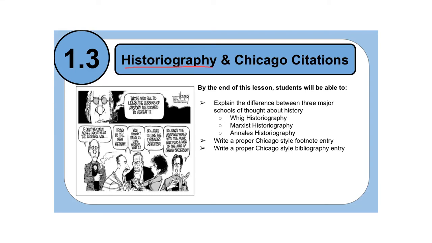In today's lesson we're going to talk about historiography and Chicago citations. By the end of this lesson you should be able to do the following things. Explain the difference between three major schools of thought about history, and those are Whig historiography, Marxist historiography, and Annales historiography. You should also be able to write a proper Chicago-style footnote entry as well as a proper Chicago-style bibliography entry. All of this you should be able to do by the end of lesson 1.3.